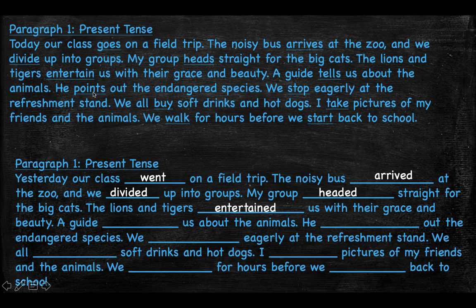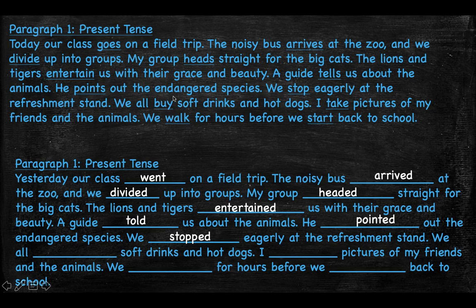A guide tells. So now we've got to change that to its past tense form. What would tells be in its past tense form? Get ready. Yes, told. A guide told us about the animals. He, here's our past tense verb. He did what? Think, think, think. Get ready. Yes, pointed out the endangered species. We, our next word is stop. We need to change stop into past tense. So what would I put instead of we stop eagerly? I would put what? Get ready. Yes, stopped. We stopped eagerly at the refreshment stand.